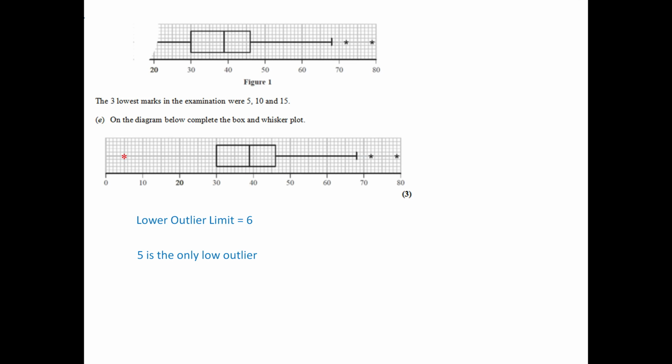Now remember, the whisker goes to the lowest value that isn't an outlier. Well, both 10 and 15 can't be outliers. The lowest one is 10, so that's where I draw my whisker to. 15 is actually of no use in this question.